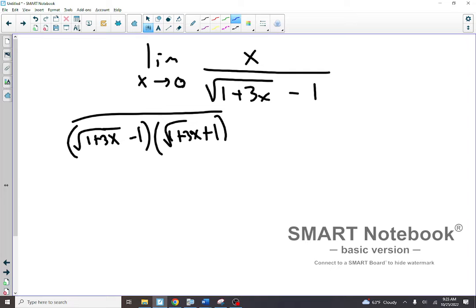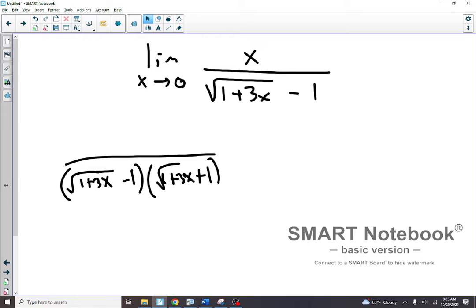So let me drag this down fast. How are you allowed to do that though? As long as I do it to both the top and the bottom, that means I'm effectively multiplying by 1, which doesn't change the value, so that's okay.